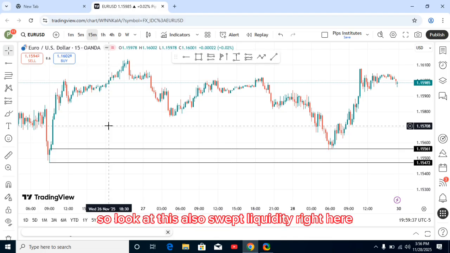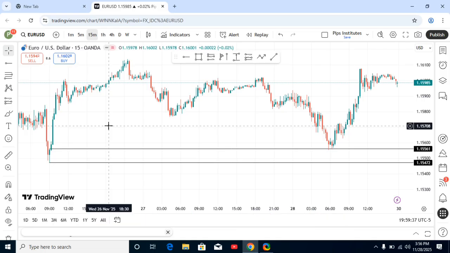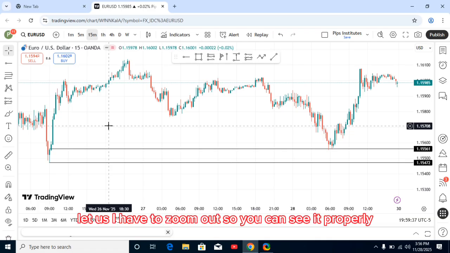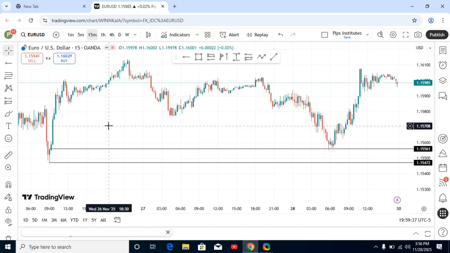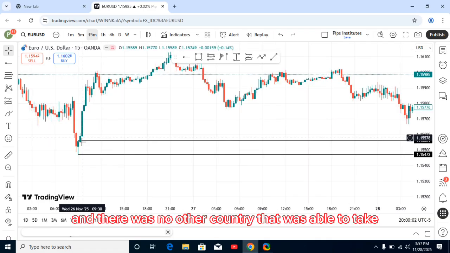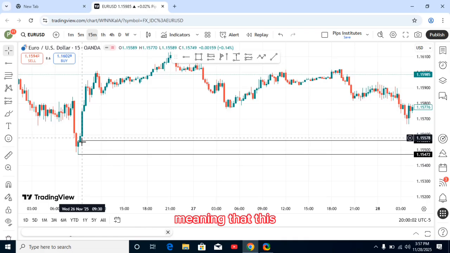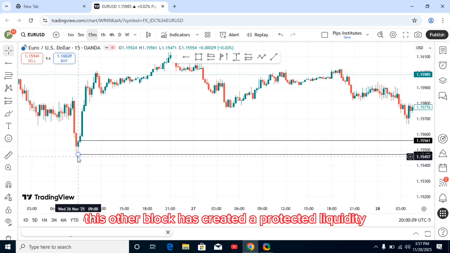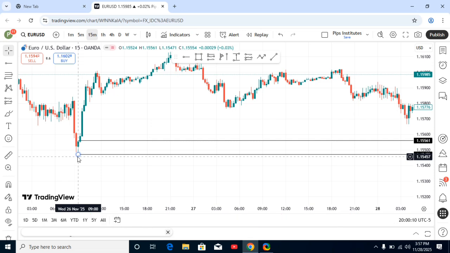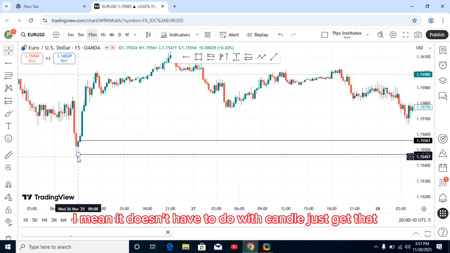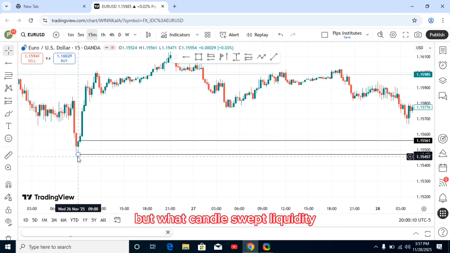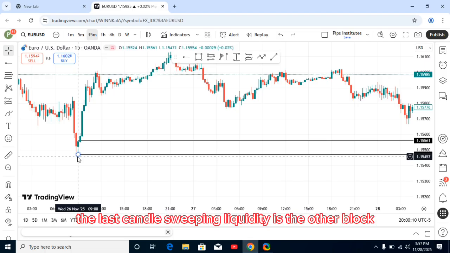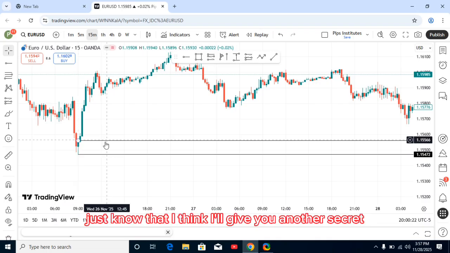So look at this also. Swept liquidity right here. I have to zoom out so that you can see it properly. Look at it. This order block swept this liquidity, then moved up, and there was no other candle that was able to take this low again, meaning that this order block has created a protected liquidity. It doesn't have to do with the candle, just get that. But what candle swept liquidity? The last candle sweeping the liquidity is the order block. Just know that. I think I've given you another secret.